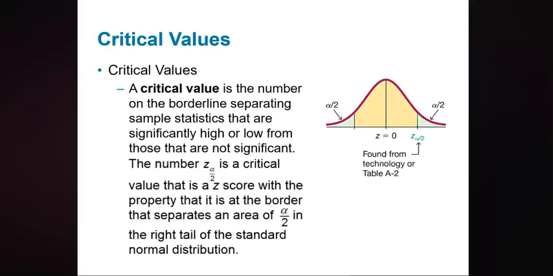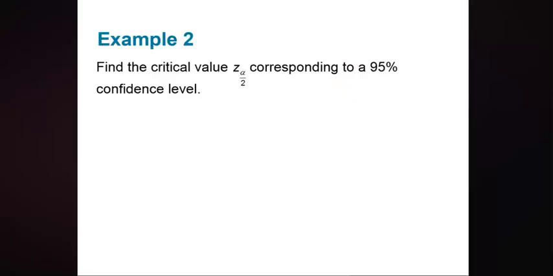So the critical value is the number on the borderline separating sample statistics that are significantly high or significantly low from those that are not significant. We're not using the table, we're going to be using spreadsheet technology. Basically we can use our Excel spreadsheet to find this z-score because we can find everything to the left over here. So we know that this value here is 1 minus alpha over 2. And we can use that to determine the actual z-score, the z sub alpha over 2. So let's actually do that.